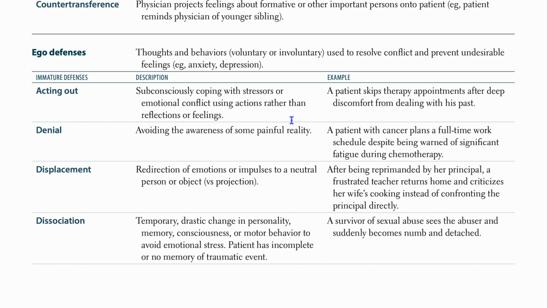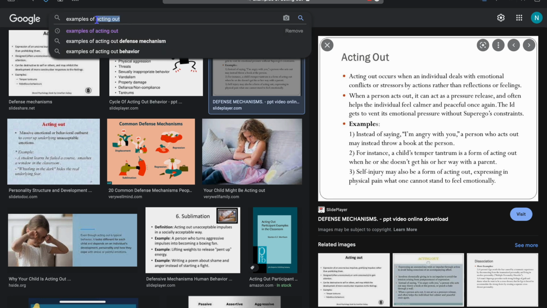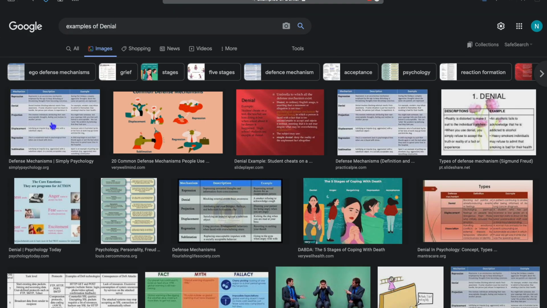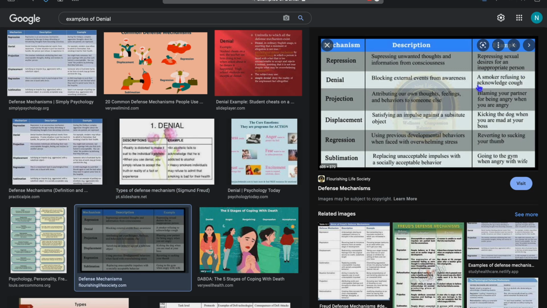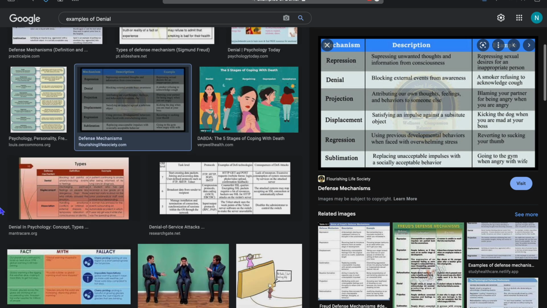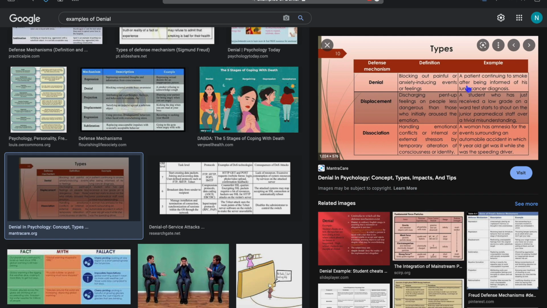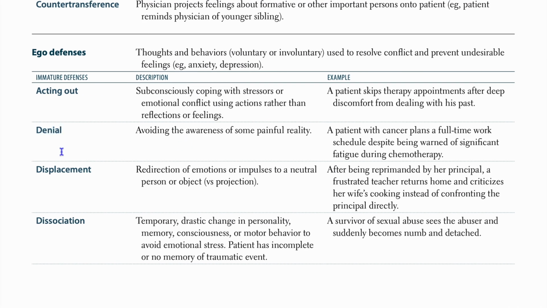This is avoiding the awareness of some painful reality. So they're not acknowledging the reality, and they're in denial. Okay, let's look at a few more examples of that. An alcoholic fails to acknowledge that he is addicted to alcohol. Heavy smokers may refuse to admit that smoking is bad for their health. A smoker refusing to acknowledge a cough. A patient continuing to smoke after being informed of his lung cancer diagnosis. Okay, so that's denial.